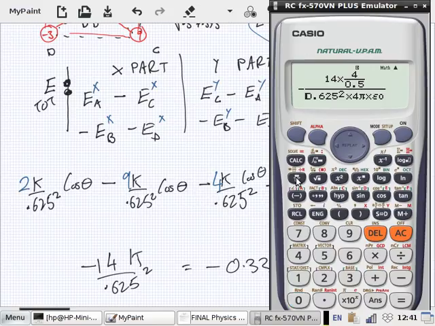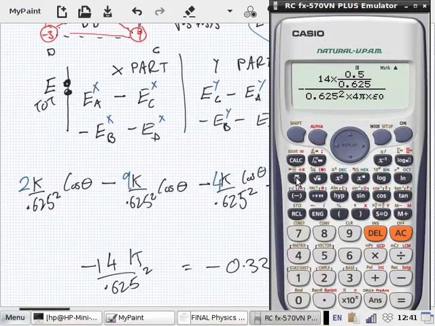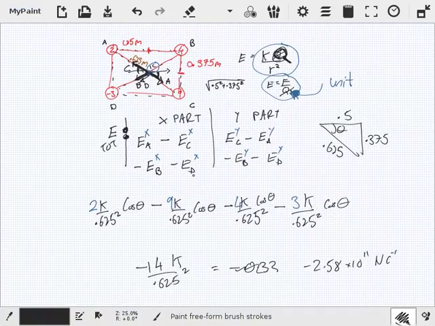Teacher, why is your K down? The K in the formula is on the top, and the 4 pi epsilon 0 is on the bottom. Was it 625? Or 675? 625. Minus 2.58 times 10 to the 11 newtons per coulomb. But then we have to do everything again in the y direction.